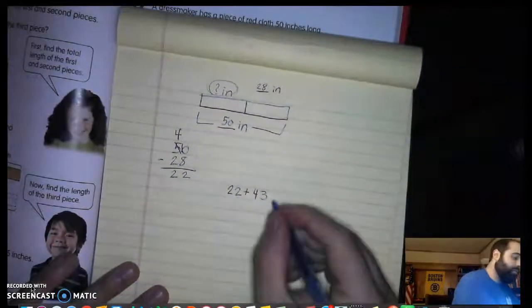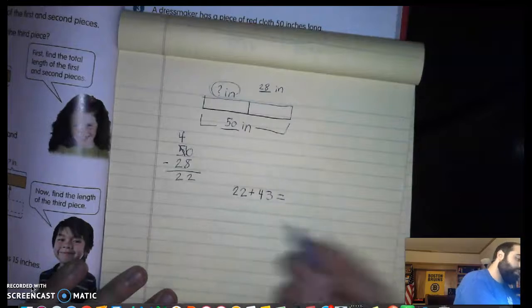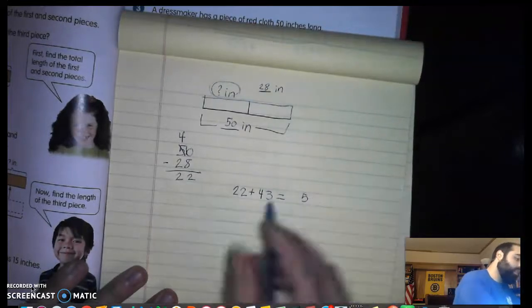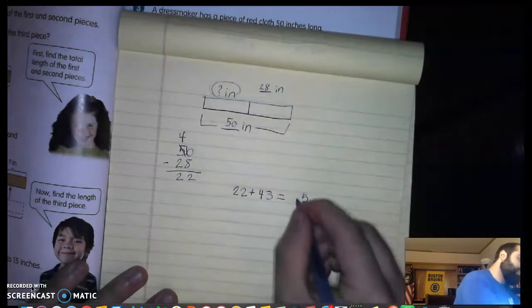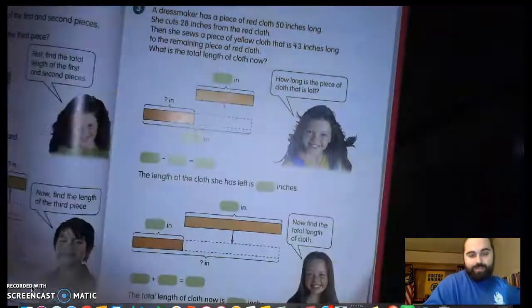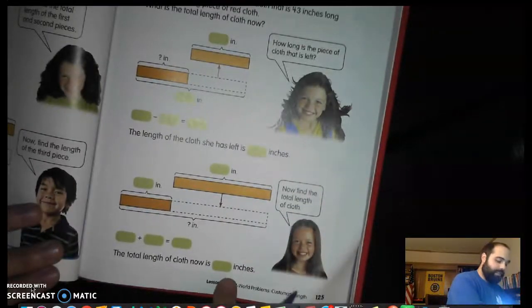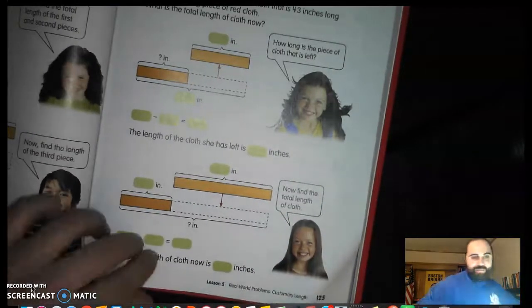Got that right there. We'll do it this way this time. We'll add our 1s. We get 5. Add our 10s. We get 6. Our answer is 65 inches. So, looking at the question, the total length of cloth is now 65 inches.